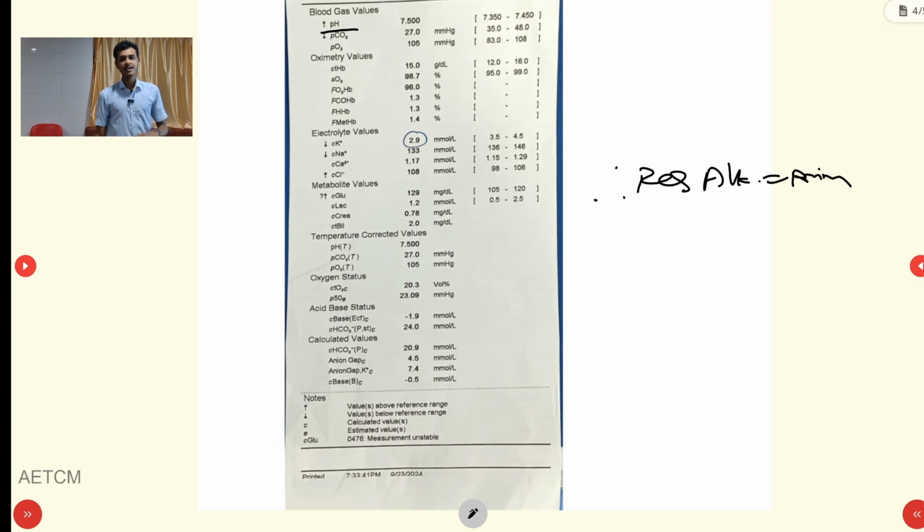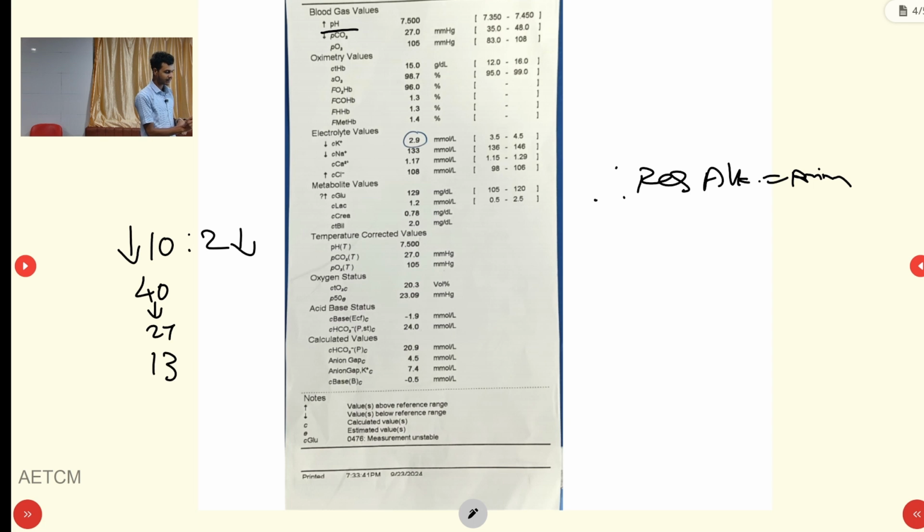Now we are going to check the compensatory mechanism, that is our step 2. What we said, this is an acute case. So in an acute case, the ratio will be 10:2. The PCO2 here you can check is 27, and the normal baseline we said is 40. So from 40 it came down to 27, which means there is a 13 difference. So a 13 decline in PCO2.